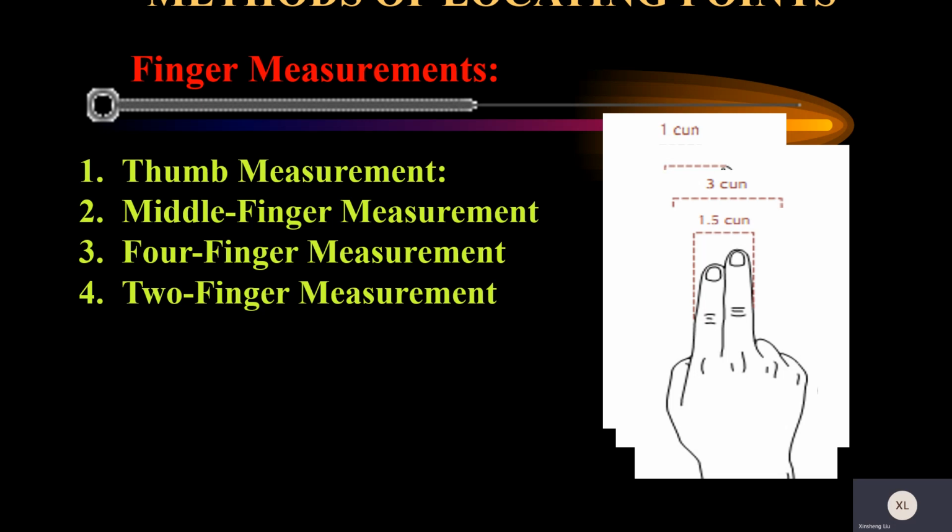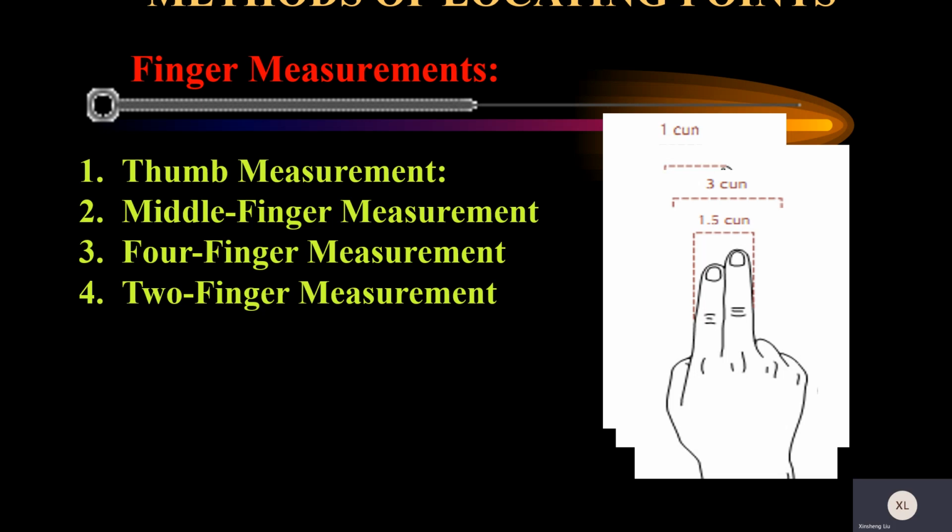Number two, we talk about the finger measurements, based on the length of the fingers, right? For some measurements, the interphalangeal joint right here, the thumb. The width between the two sides, you can take as one cun length, one cun distance.